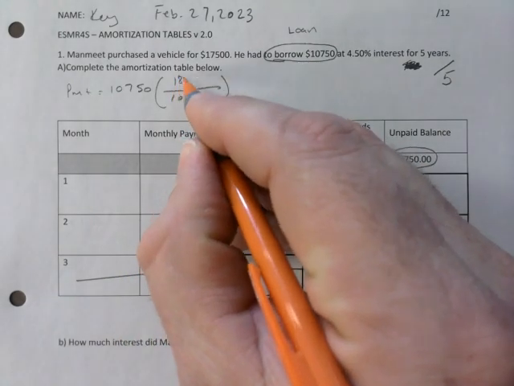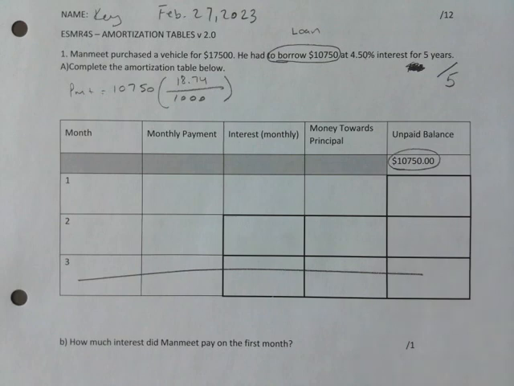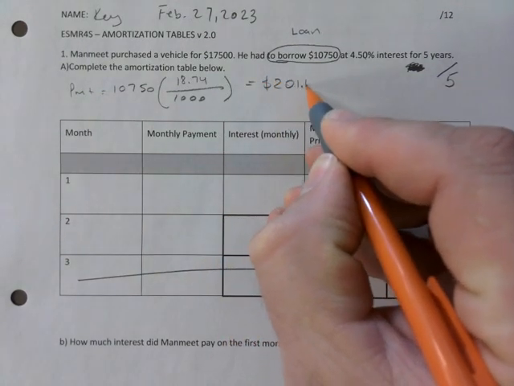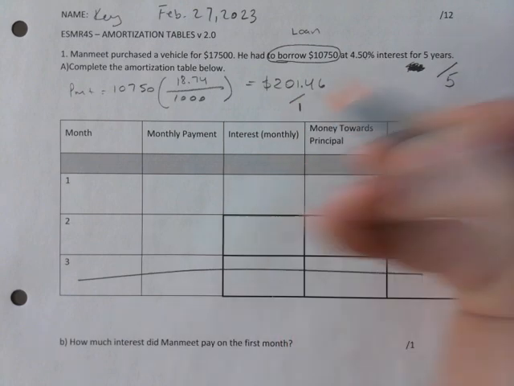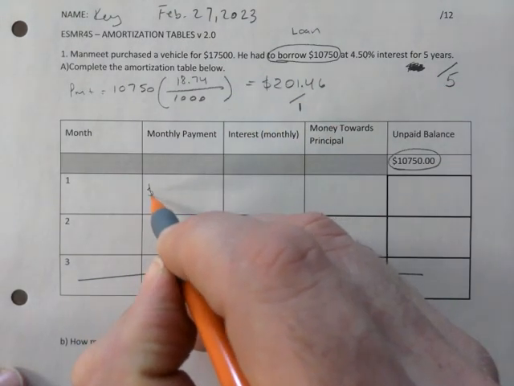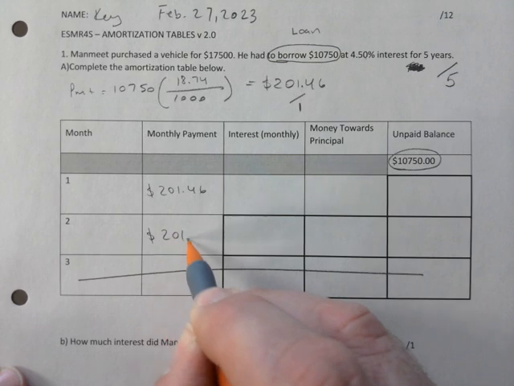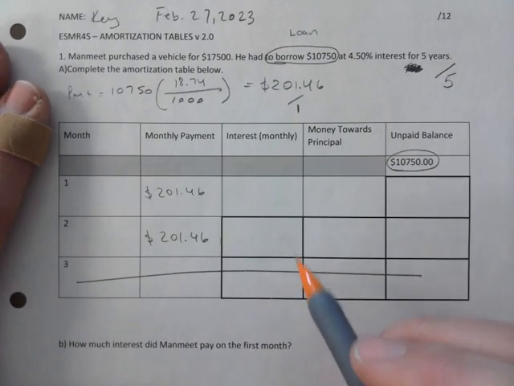1874. When you go grab it, you match 4.5% with 5 years, that's 1874, and so your payment should be 201.46. And that would be a -1 if you got that wrong. It's worth a mark. I go ahead and put that in here right off the top. That doesn't change once you got it. And now we need to figure out the rest, right?